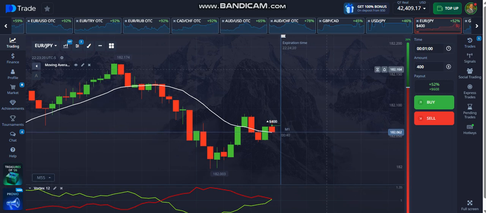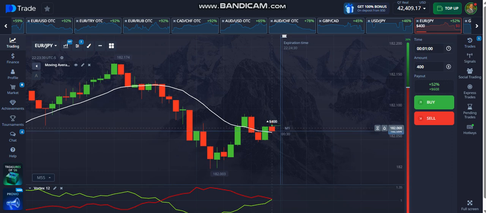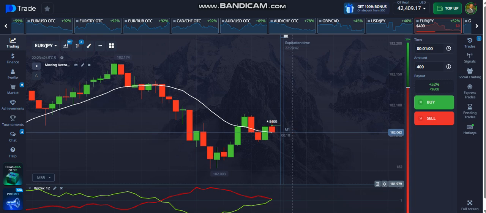Okay, so I'm on the Euro JPY regular currency pair, and I just took a buy trade. I waited for that green candle to close above the 20 WMA line. In addition to that, I feel that the crossover of the vortex lines is about to occur. So let's monitor this trade and see the results.